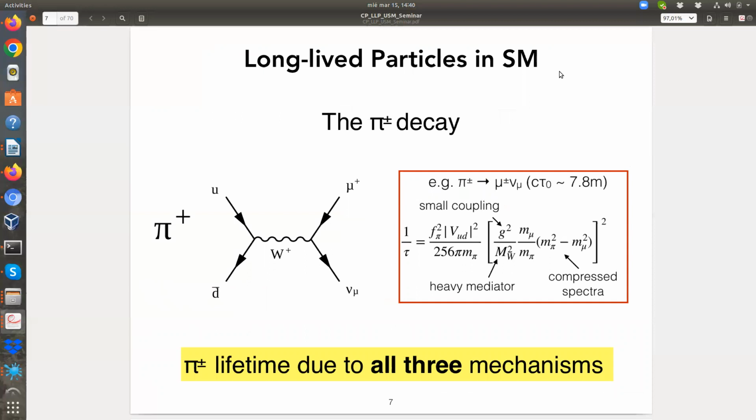Does this happen in real life? Yes. Actually, the three mechanisms all play together to give you the charged pion lifetime: weak coupling, scale suppression from the W mass, and the mass splitting between the pion and the muon. All of them working together give you the lifetime of the pion, which is about 7 or 8 meters, which is the actual size of the detectors that we have at the LHC. So it's very relevant.